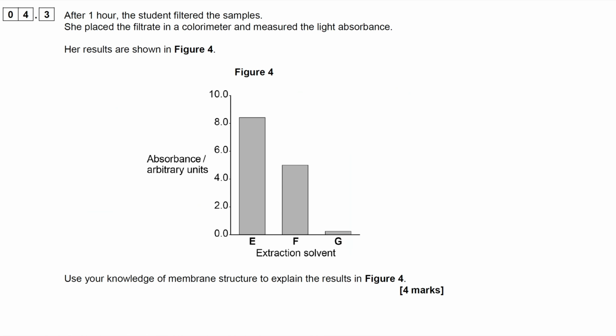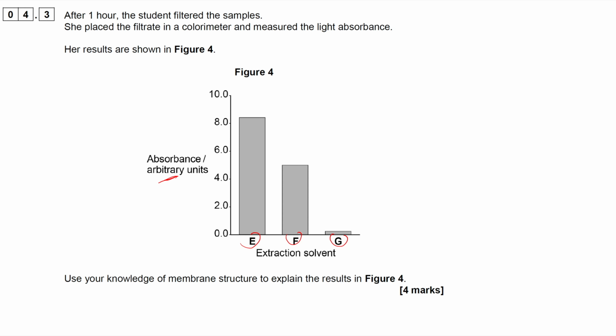The next part of this question is, after 1 hour, the student filtered the sample. She placed the filtrate in a colorimeter and measured the light absorbance. Her results are shown in figure 4. So here we can see the bar chart, and here we have the absorbance. We can see the absorbance of E is the maximum, then F, and finally G, that was our water as a control. Now the question is, use your knowledge of membrane structure to explain the results in figure 4.